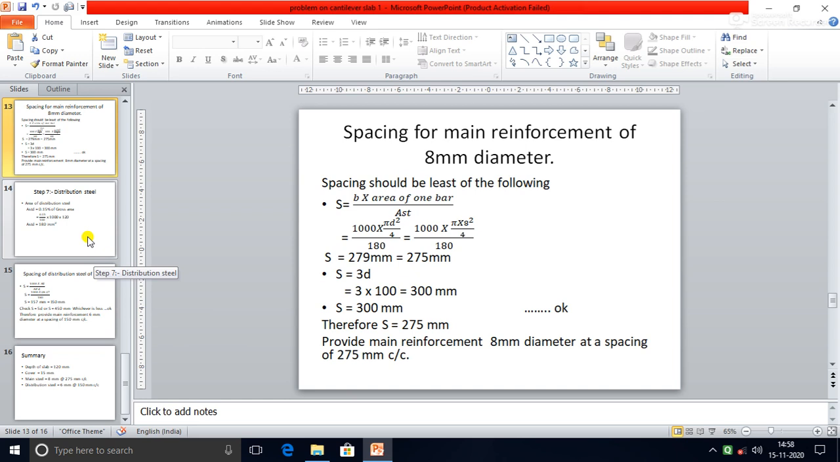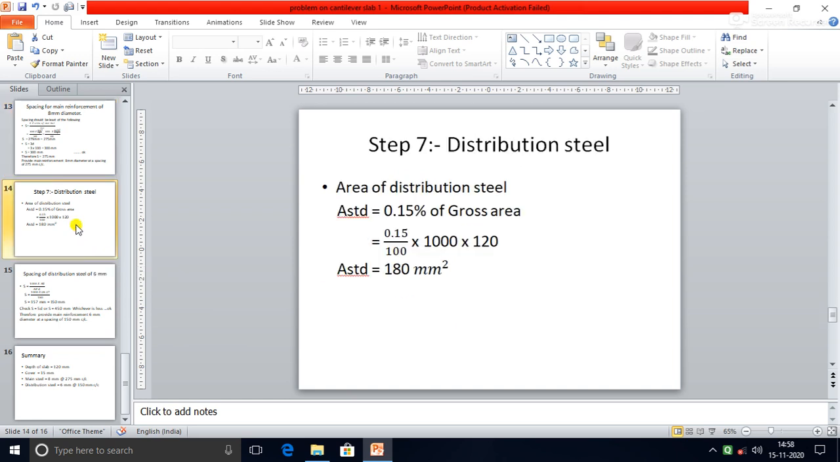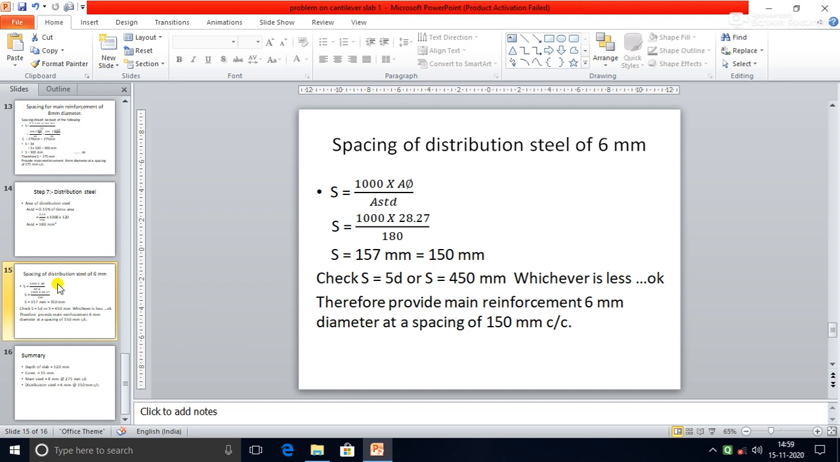Then the next step is calculation of distribution steel. This distribution steel is calculated as 0.15% of gross area, as we just saw. Then the next step is spacing of distribution steel of 6 mm bars. That is, spacing S is equal to 1000 into area of one bar, or diameter of bar, upon total Ast. Total Ast is 180 mm square, and this spacing is 157 mm, say 150 mm.